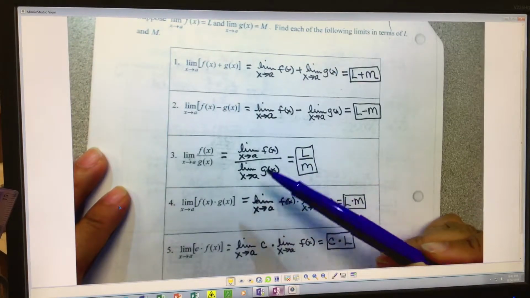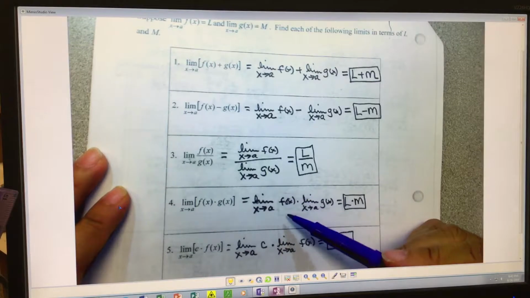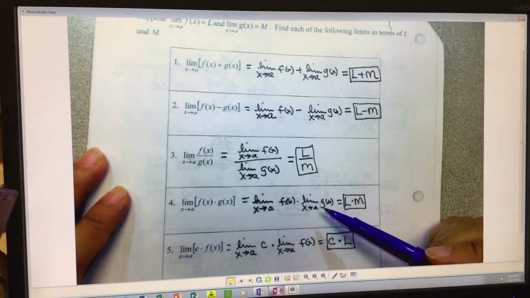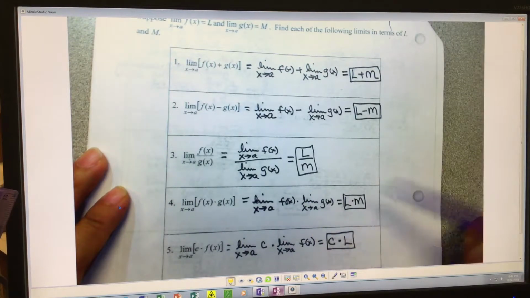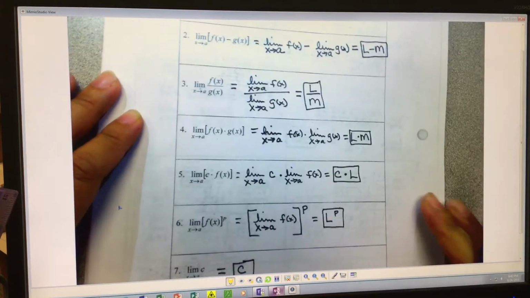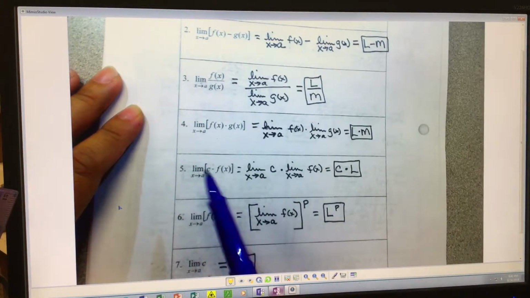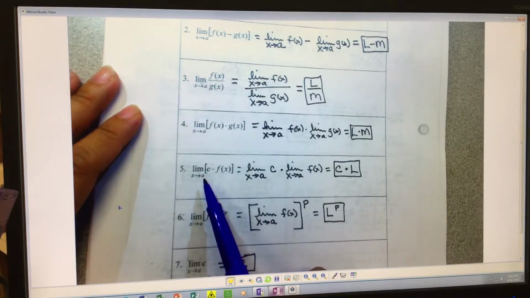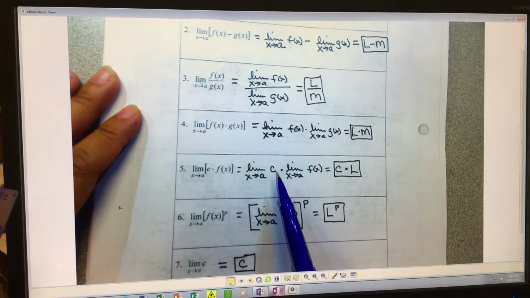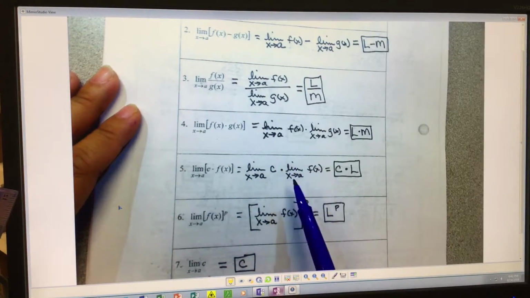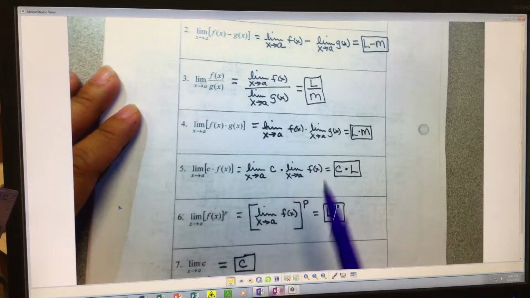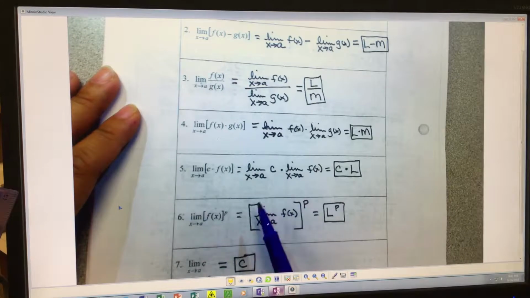If you're going to multiply, okay, the limit of the function f of x times the limit of g of x, that's going to be your limit. Now here, if you have a constant or a c value, right, your constant, you're going to take that out. Okay, you're going to find the limit of that, and you're going to multiply that by the limit of the function. If you have a power, you're going to take that out, so you find the limit of the function first, then raise that to the power.